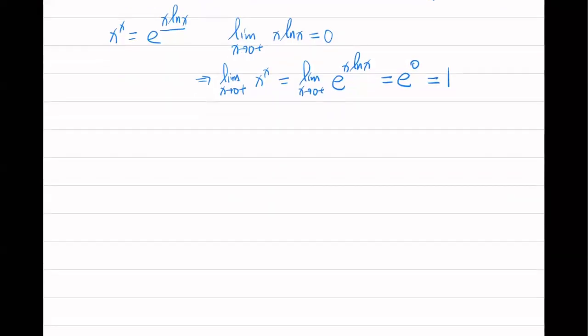Okay. Another type: infinity minus infinity. Again, not the difference of two infinities, but a type. Let's see through an example.